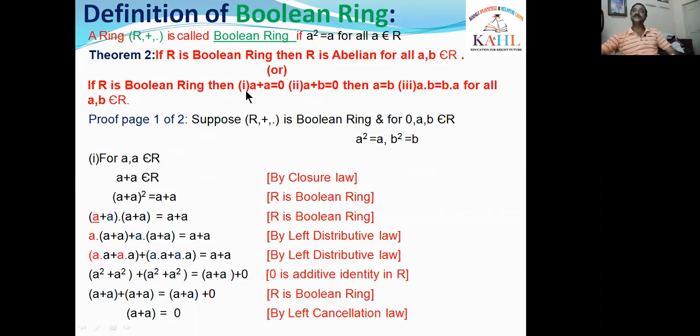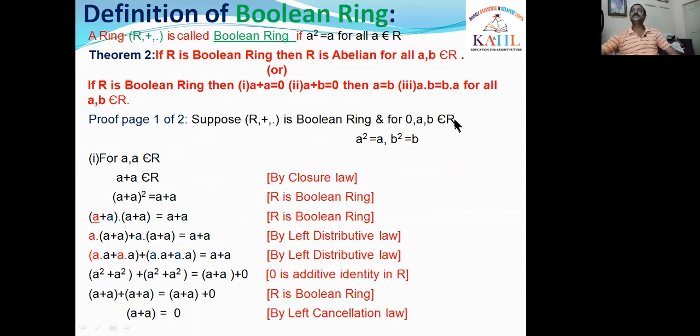We take R as a Boolean ring. That is, suppose (R, +, ·) is a Boolean ring. I am taking the elements 0, A, B in R. A is an element in R, and R is a Boolean ring, which means A square is equal to A. B is also in R, so B square is equal to B. 0 is also in R, so 0 square is equal to 0. It's already well known, that's why 0 square is equal to 0 is not written here.